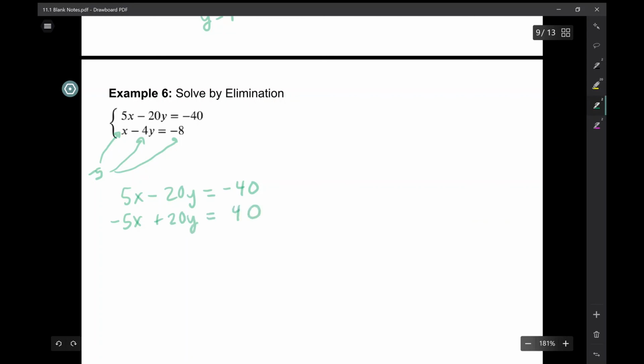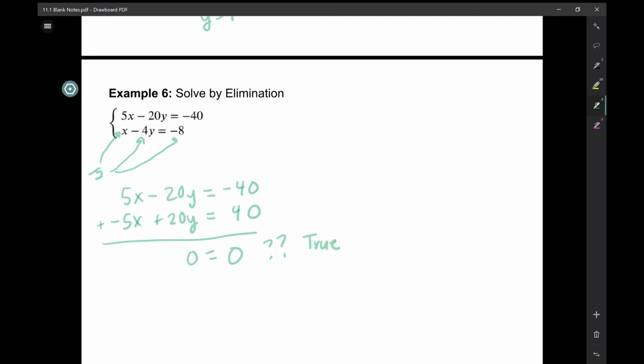All right, let's solve this. Add these guys together. 0x, 0y equals 0. What? Well, what happened here? One thing we can note is that 0 equals 0 is a true statement. This is in fact true. So we don't have parallel lines, which would come up with a false statement, and it would be that there is no solution. We do have a true equation. However, it's not very useful.